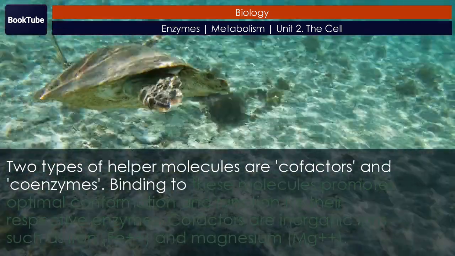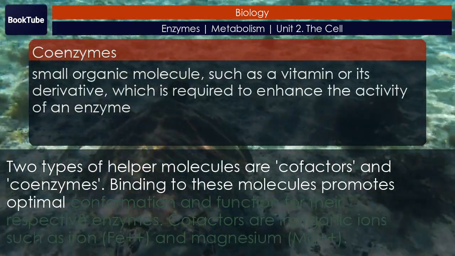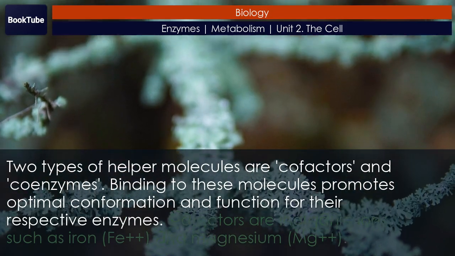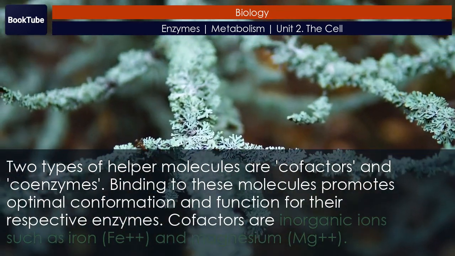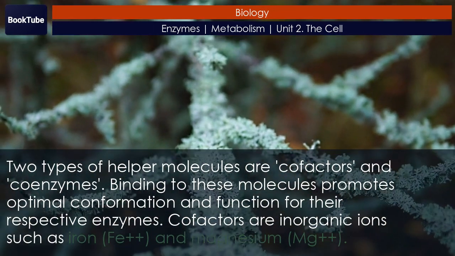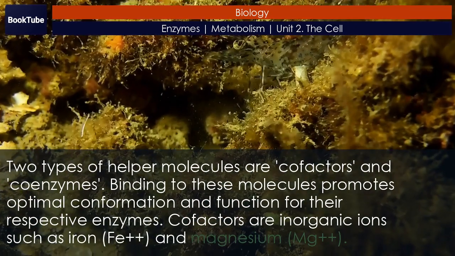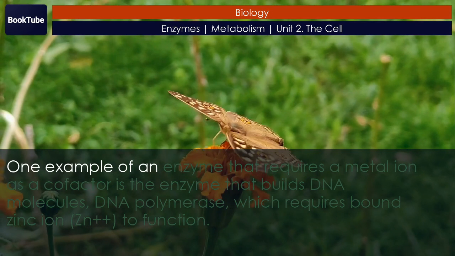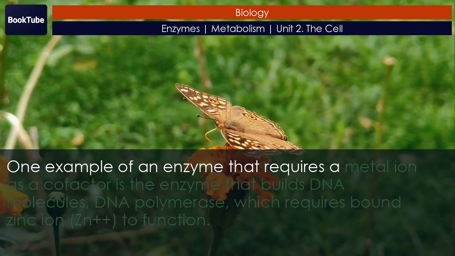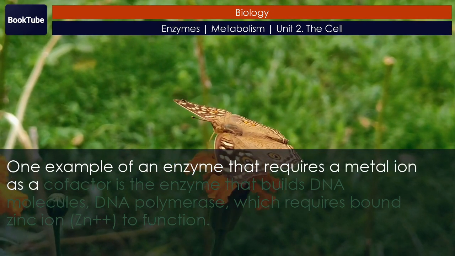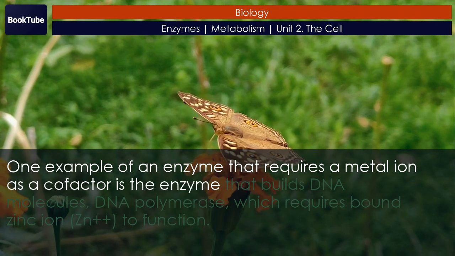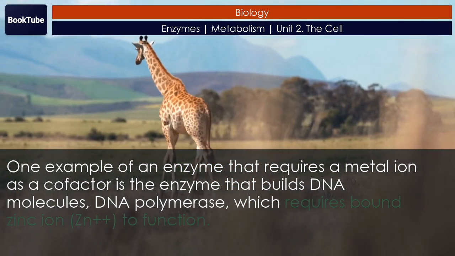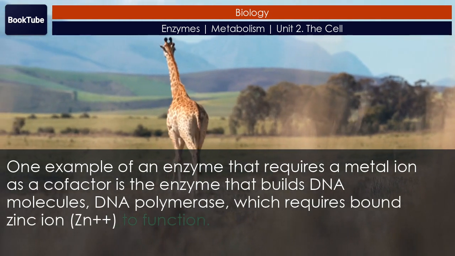Binding to these molecules promotes optimal conformation and function for their respective enzymes. Cofactors are inorganic ions such as iron, Fe++, and magnesium, Mg++. One example of an enzyme that requires a metal ion as a cofactor is the enzyme that builds DNA molecules, DNA polymerase, which requires bound zinc ion, Zn++, to function.